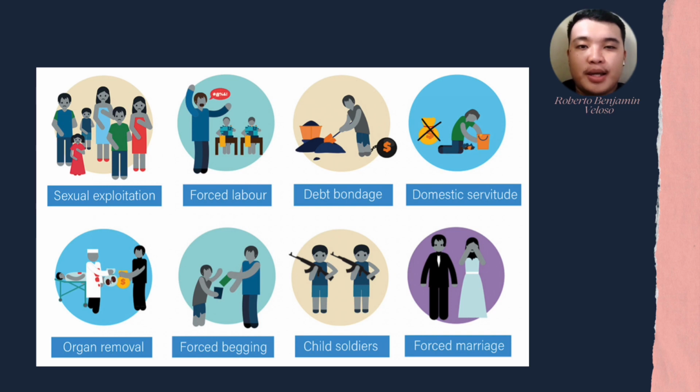Next is forced begging. It is a form of exploitation that results in human trafficking. These are people who are forced to beg, like the Badjao, who just ask for alms even though they are fit to work, instead of looking for decent work. Instead, they just beg.